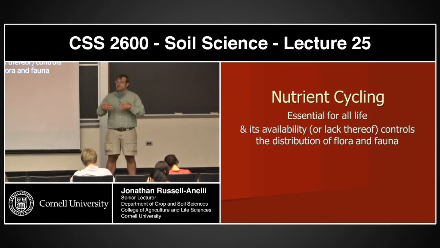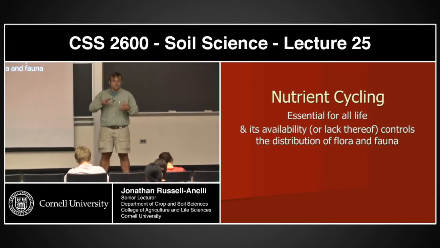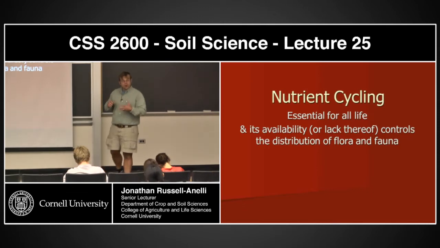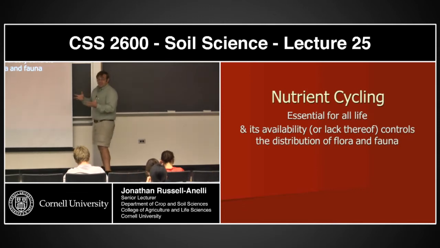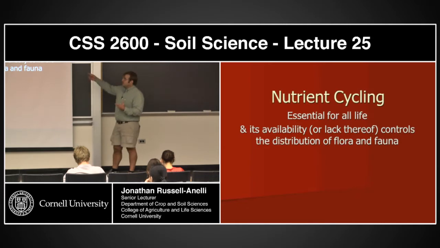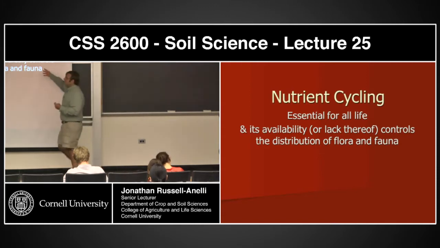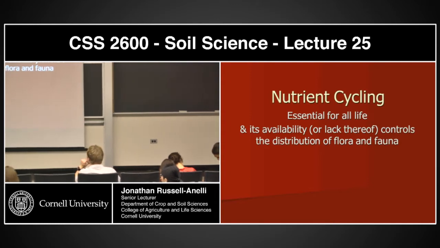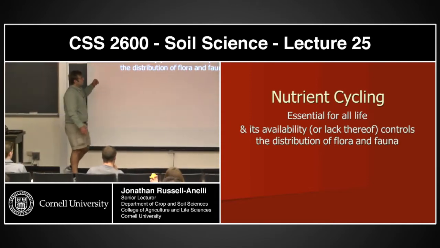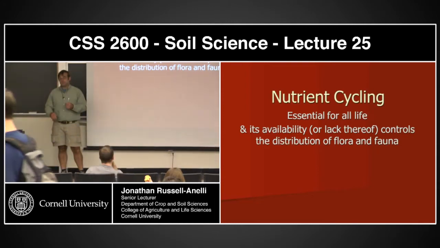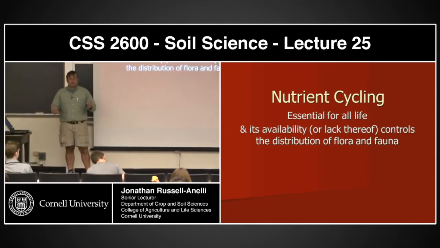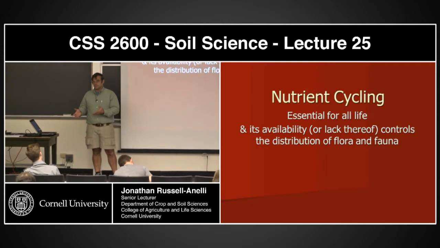And they are good examples of all the variability that you might see in a soil as to how those nutrients behave. But essentially, why are nutrients so essential? Well, they're so essential for life. And their availability or lack thereof basically controls the distribution of flora and fauna. Now, that makes sense, but why are we talking about it in a soils course?